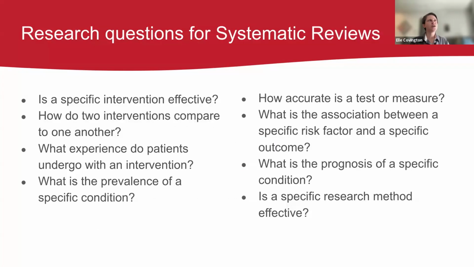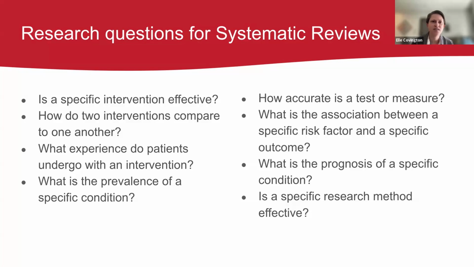Okay, and then some other examples of research questions for systematic reviews. What are systematic reviews specifically really well designed to answer? And again, is a specific intervention effective? And how do two interventions compare? That's what we just talked about. Experiences of patients or a population: what is the experience with a specific intervention? Again, we're still really narrow with that specific intervention. And then prevalence of a specific condition. So very narrow.